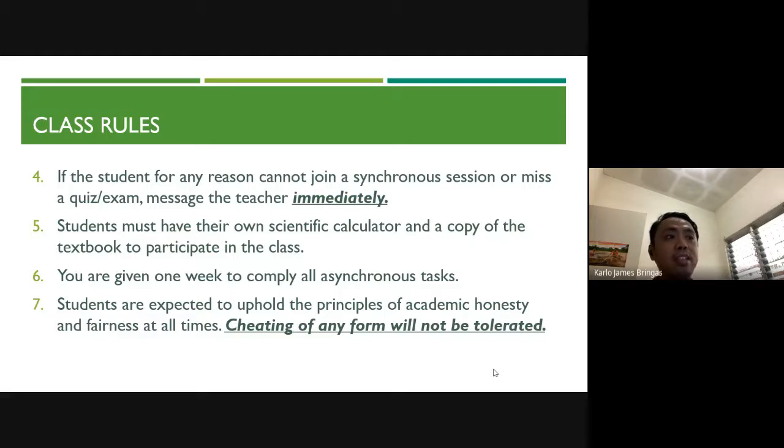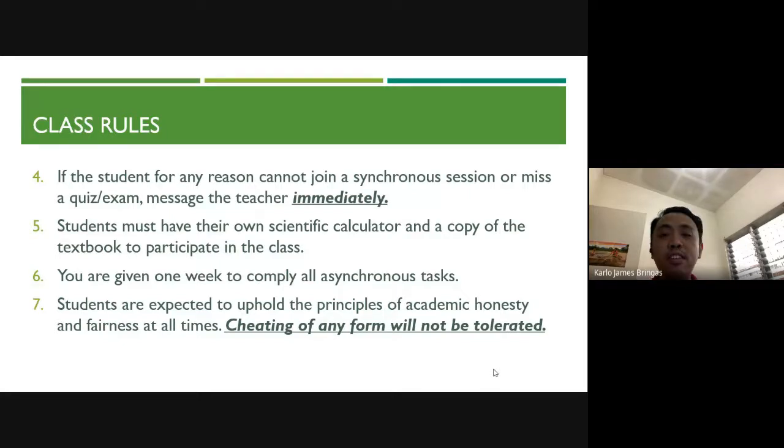Now, for this class, what you need to have are the following. You need to have your own scientific calculator and a copy of the textbook. I've already sent a PDF copy ng ating textbook sa K-Hub. It's posted there. You can just download it. So have these two on hand so you can participate in the class.